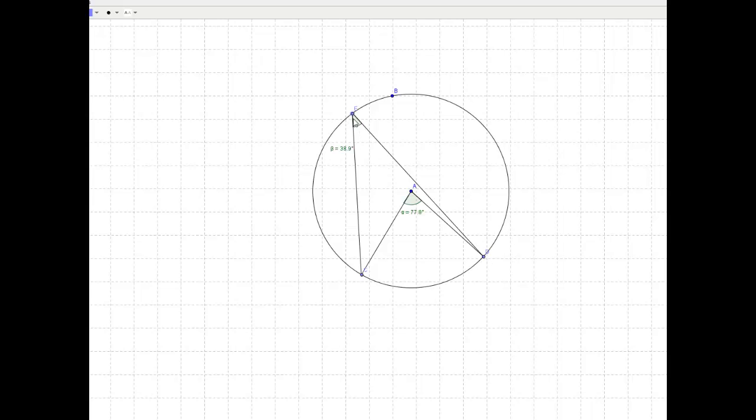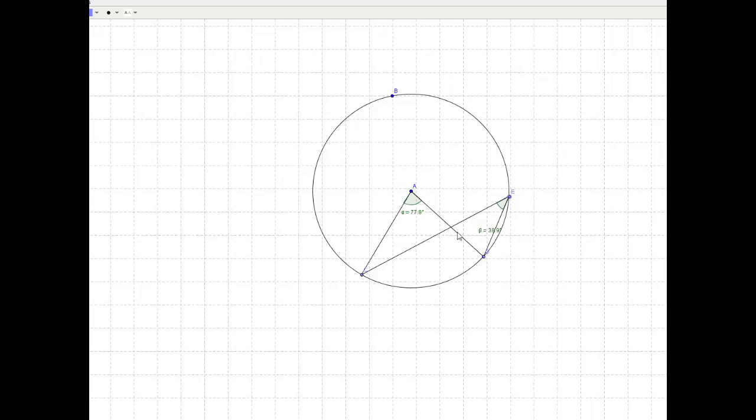So the idea here is that if we have an angle that's subtended at the center, and we compare that to the angle that's subtended at the circumference here, if you notice what's happening, I'm moving this angle around and it's not changing. So no matter where I go, because it's subtended by that one arc there, the angle's not going to change no matter how far I go in the circle. So you can see it's always going to be 38.9. Now compare that to the 77.8.